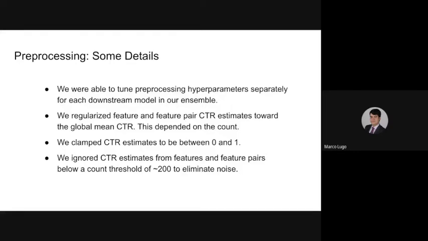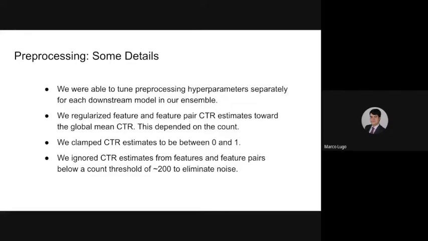So some details about preprocessing. We did it independently for each model. So that means we were able to tune the parameters of preprocessing for each one of the models to gain the best performance possible from each of them. Also, the click-through rate estimates for the aggregated singles and the aggregated pairs was regularized so that it did not stray too far off from what was the global mean of the CTR.